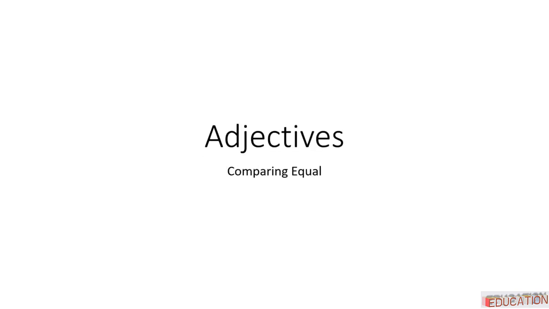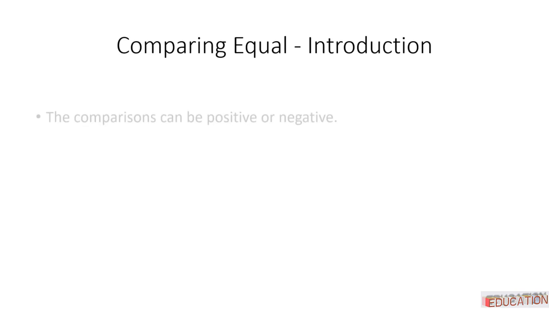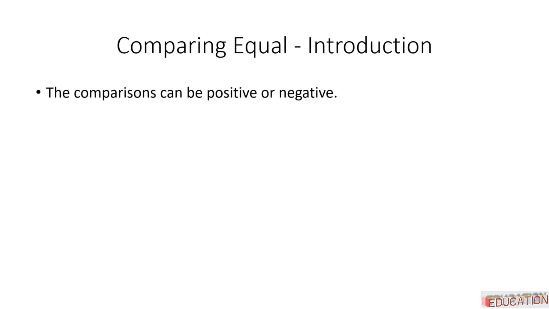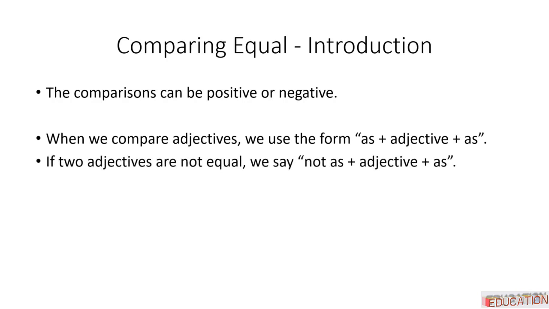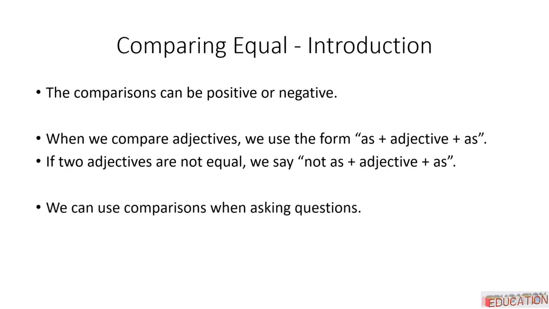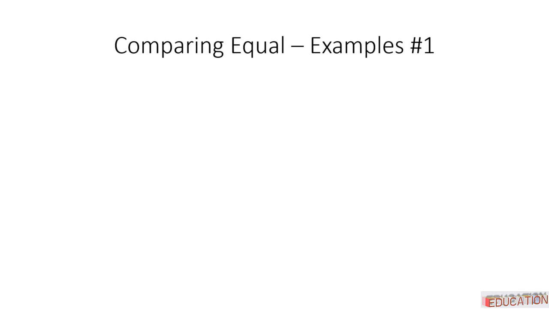This lesson in the adjectives block is about comparing equality for adjectives. So the comparisons can be positive or negative. And when we compare adjectives, we use the form as something as. And if two adjectives are not equal, we say not as something as. And we can use comparisons when asking questions. Let's look at some examples.